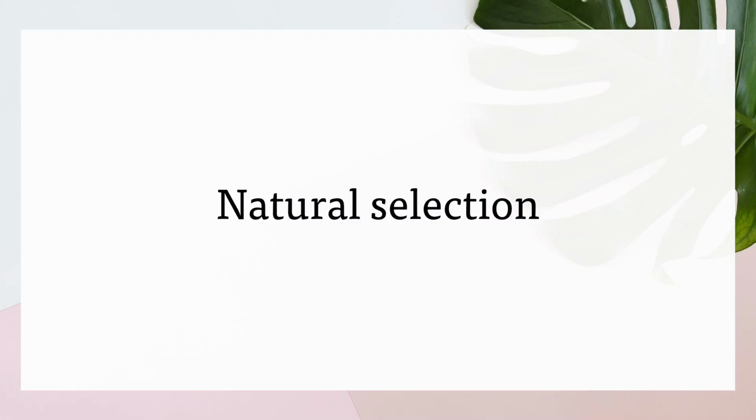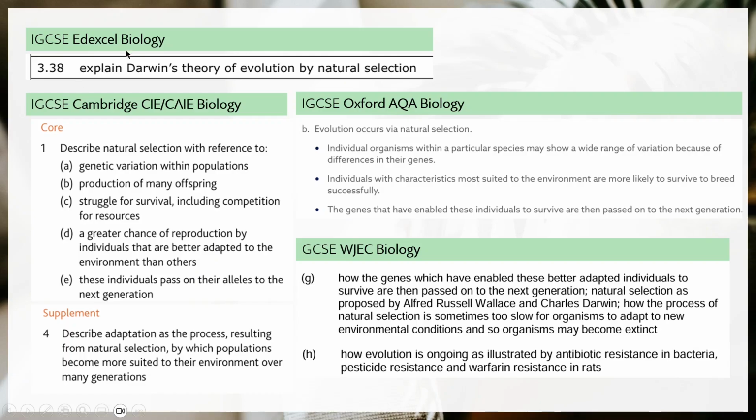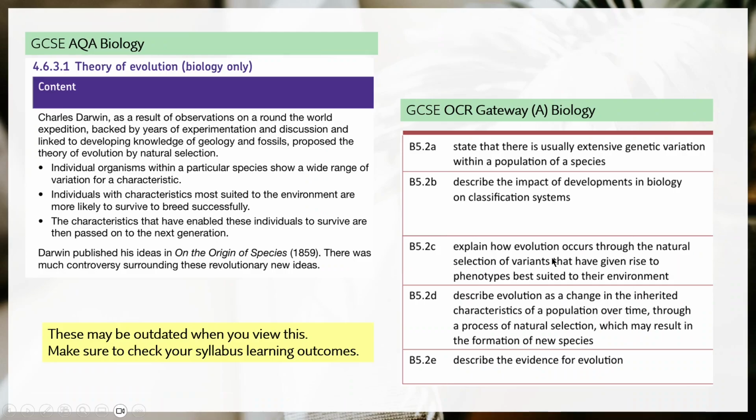Students, I received a comment about doing exam-style questions for different topics of the syllabus or syllabuses. Natural selection is a topic that is covered throughout different IGCSE and GCSE exam boards. You can see some examples here: IGCSE Edexcel biology, Cambridge, Oxford AQA biology, GCSE biology from Wales, and also AQA and OCR. So make sure that you check the specifications of your exam board to know what your learning outcomes should be.